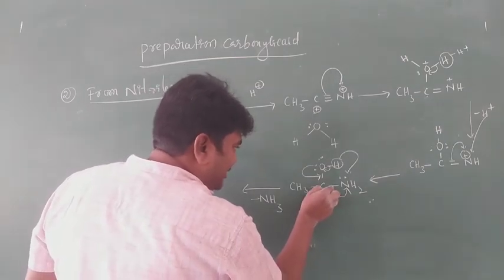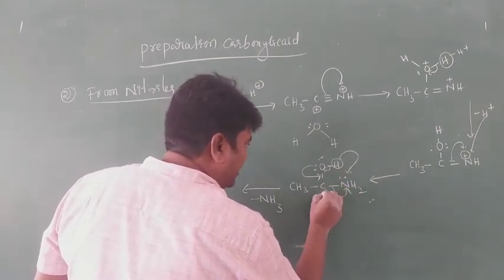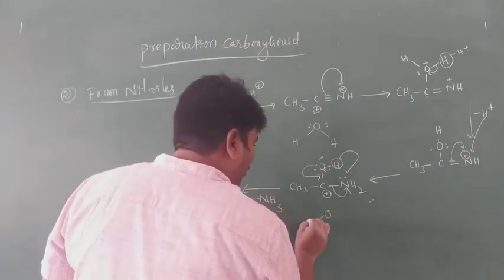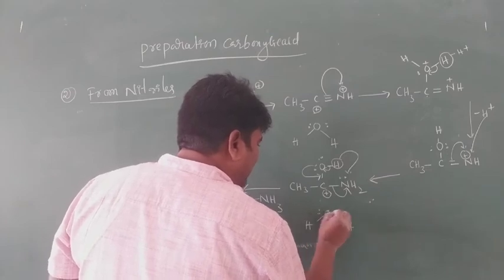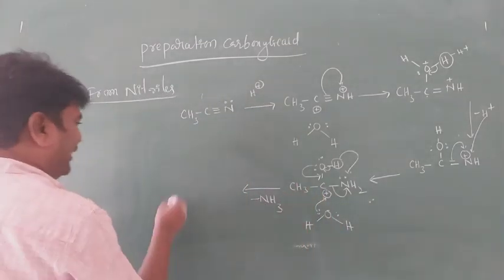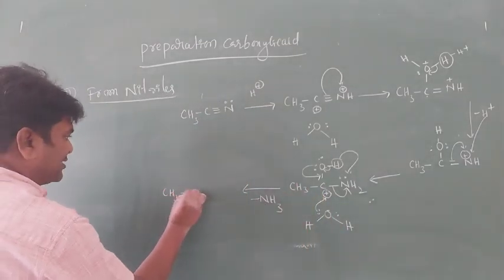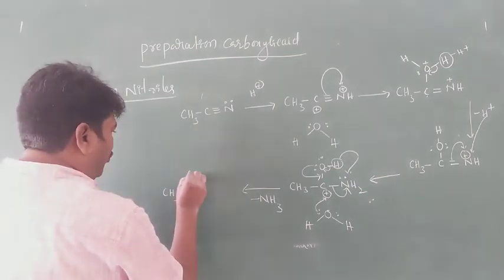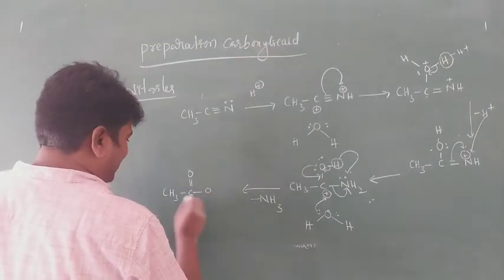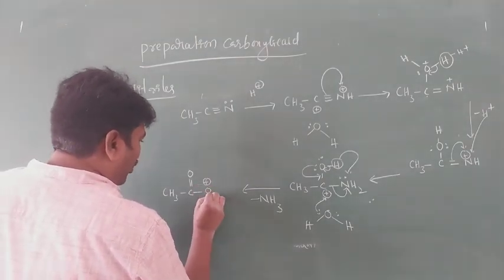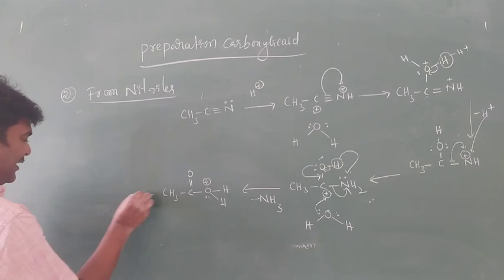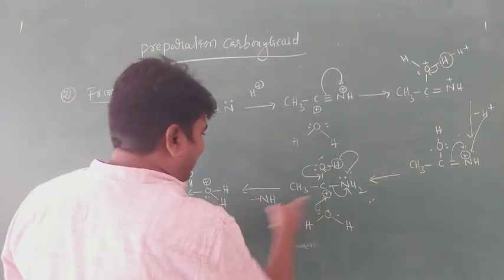Next one, these two electrons are gained by this one. It acquires a positive charge. Very important, my dear students. If you take one more water molecule, it contains two lone pairs. One lone pair is involved in the bond formation in between this one. You will get CH3, C double bond O, and oxygen with plus, one lone pair, hydrogen, and hydrogen. So in this case, NH3 is eliminated.